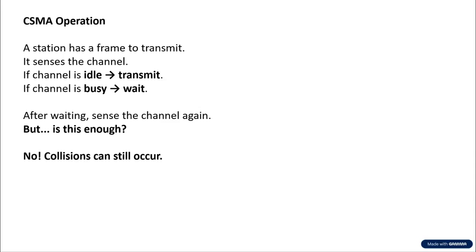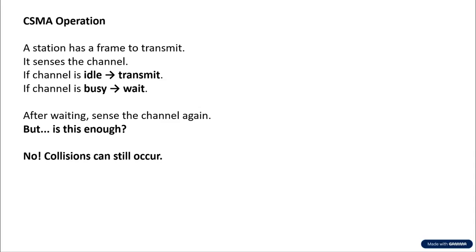Here is how CSMA operates. A station checks the channel. If the channel is free, it transmits. If the channel is busy, it waits. Yes, if it is busy, it waits and it checks again later.